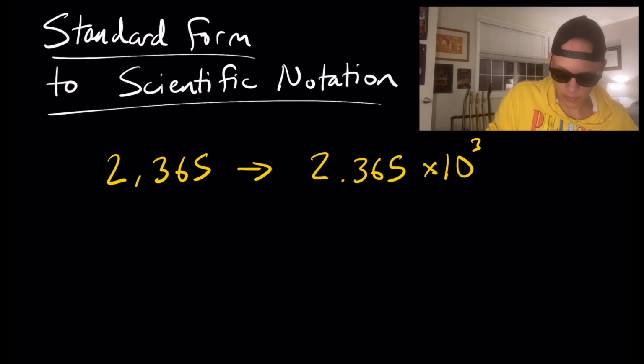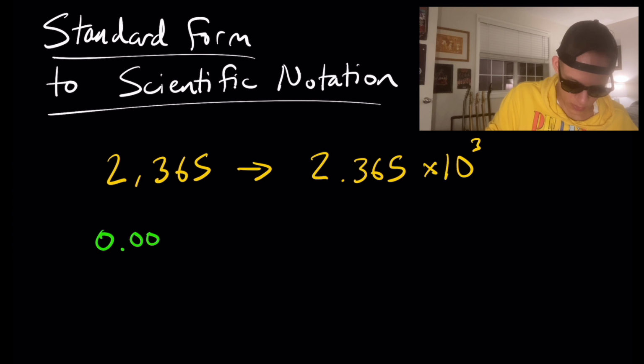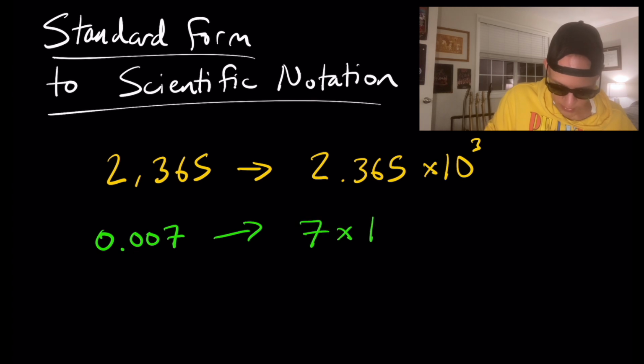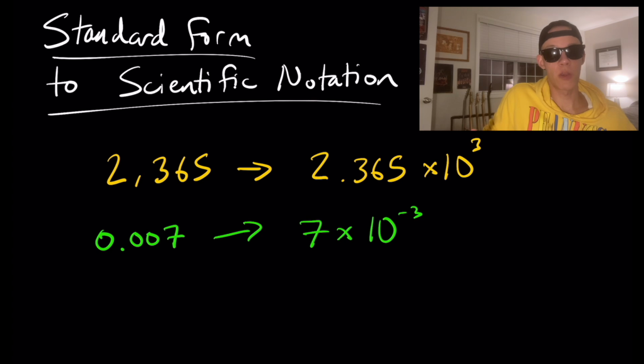Or maybe we want to convert 0.007 to scientific notation, which is going to be 7 times 10 to the negative third. So how do we go about doing this? There's a few steps to keep in mind, so let's get into it.